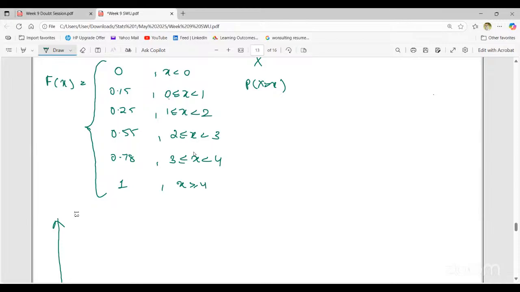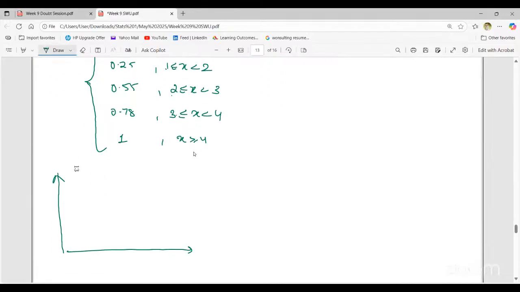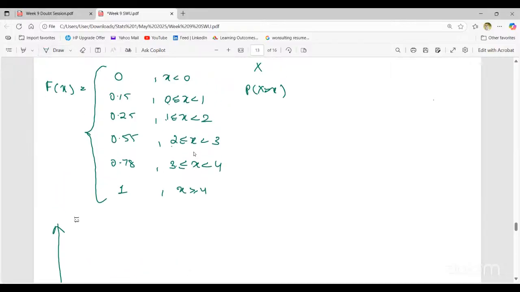Just look at the equal to value. So x is equal to 0, 1, 2, 3, and 4. At 0, 1, 2, 3, and 4, it is going to jump, correct? So let's see here: 0, 1, 2, 3, and 4. These are my numbers. Now, for a value of x less than 0, it's 0.